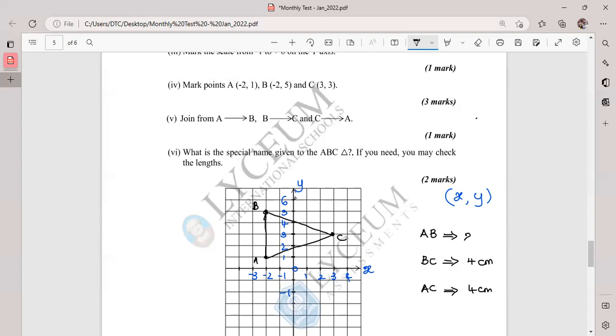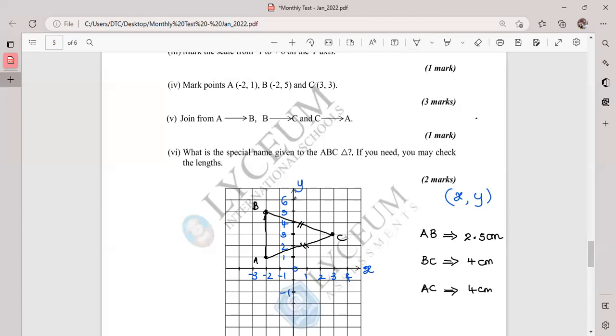There can be slight changes, children, because I drew this without the ruler. But when you are drawing it with the ruler, there can be slight changes in the measurements. But you can see that the BC side is equal to the AC side. So what is the special name we can give for this triangle, children? This is an isosceles triangle.